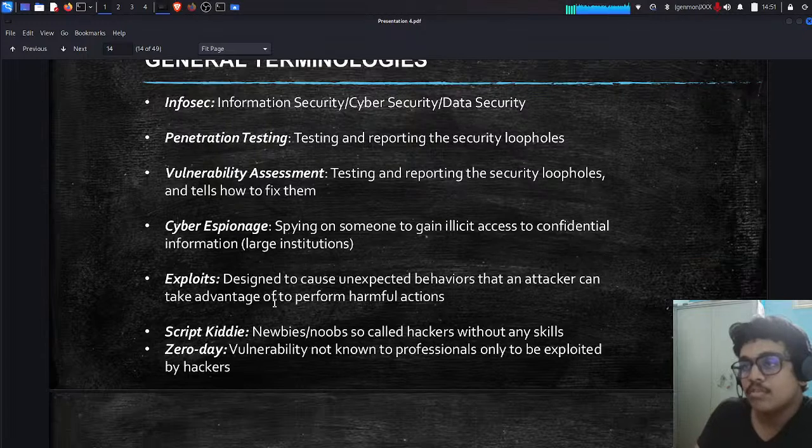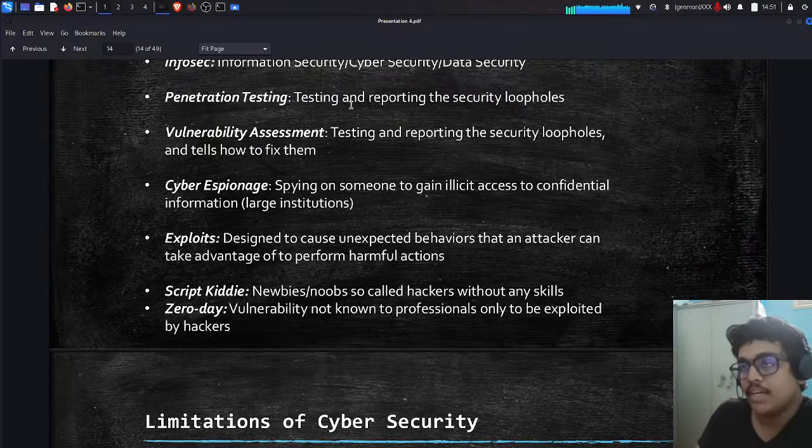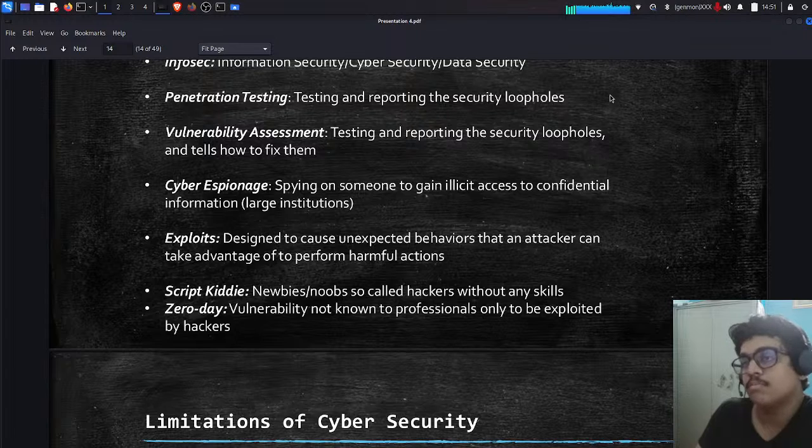Okay, next we have already discussed infosec. We will be discussing penetration testing. Penetration testing is the part of ethical hacking that is testing and reporting the security loopholes in a system. Ethical hackers are hired by some kind of organization or company. What they do is test the system and report the loopholes in the system to the company. So this technique is known as penetration testing.